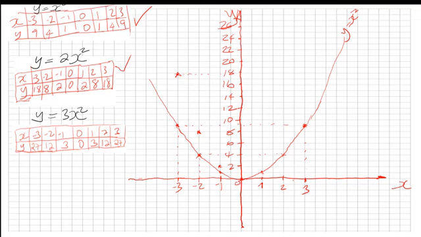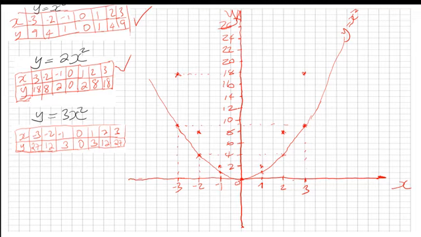And when x is 0, y is also 0. So it's the same there. When x is 1, y is 2. So it's here. 2 is there. When x is 2, it's 8. So this is where 8 is. And when x is 3, it's 18. So this is where our 18 is. Okay, so let's draw a curve.